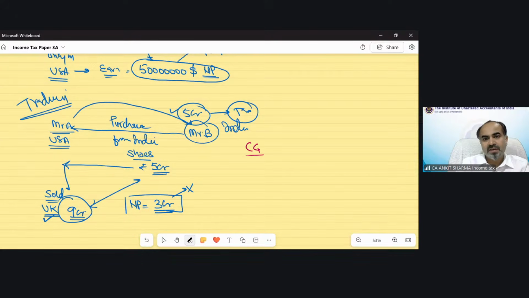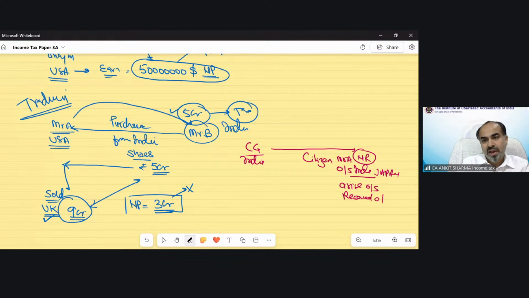So, central government, India. You are a citizen of India, Mr. A, who is working outside India, in Japan. So you are a non-resident, income arises outside India, income received outside India, and you are a non-resident.